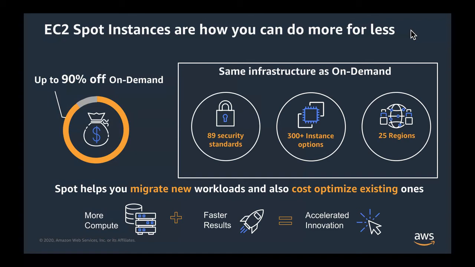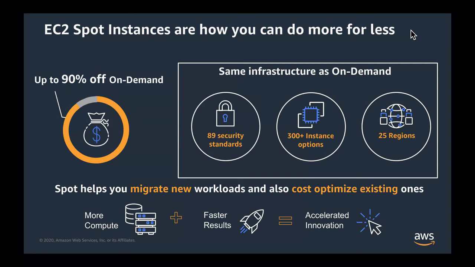So let's do a quick recap of Spot. EC2 Spot instances are really a purchase option for Amazon EC2, and the infrastructure is exactly the same as on demand. So it's not really a different product. And everything that you would expect from EC2 in terms of security standards, the instance type options, and the regions and availability zones, they're all available in Spot. So there is really no difference on that count.